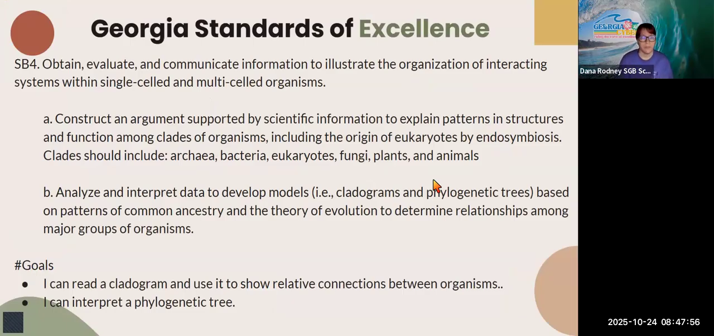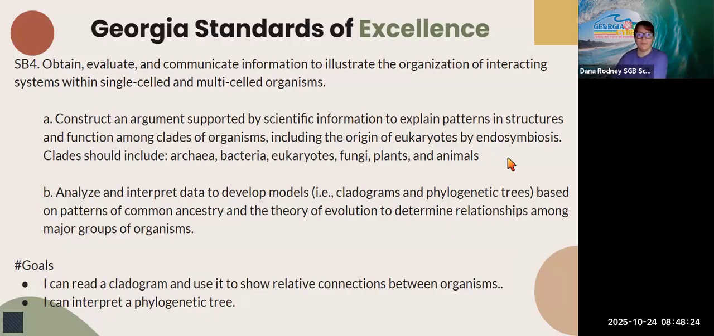We should be able to obtain, evaluate, and communicate information to illustrate the organization of interacting systems within single and multi-celled organisms. And you should construct an argument supported by scientific information to explain patterns in structure and function among clades of organisms, including the origin of eukaryotes by endosymbiosis. Clades should include archaea, bacteria, eukaryotes, fungi, plants, and animals.